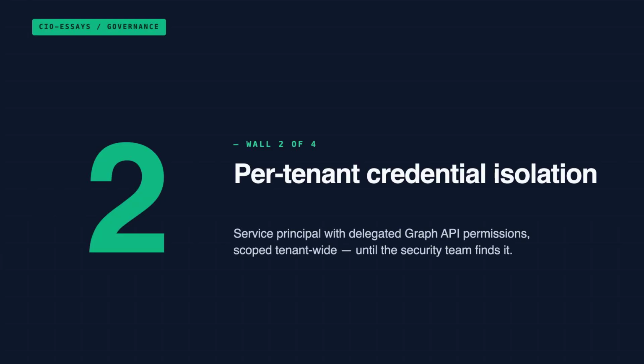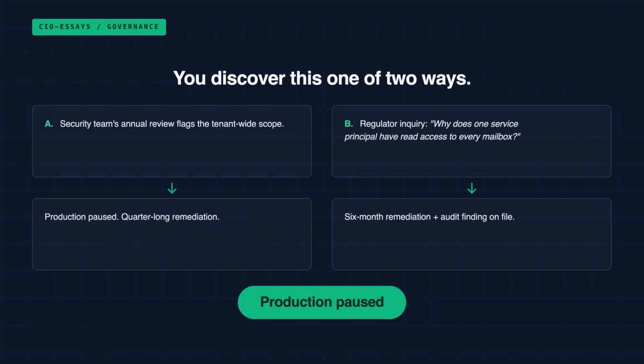Wall 2. Per-tenant credential isolation. Most Power Automate flows in production use a service principal with delegated graph API permissions. Those permissions are almost always tenant-wide. That is the default, and the security review that would have scoped them more tightly did not happen during the initial build. You discover this is a problem one of 2 ways.